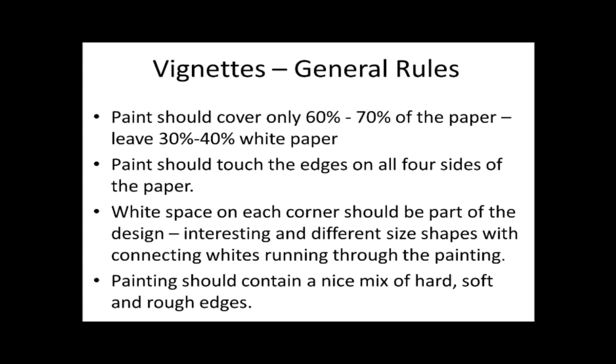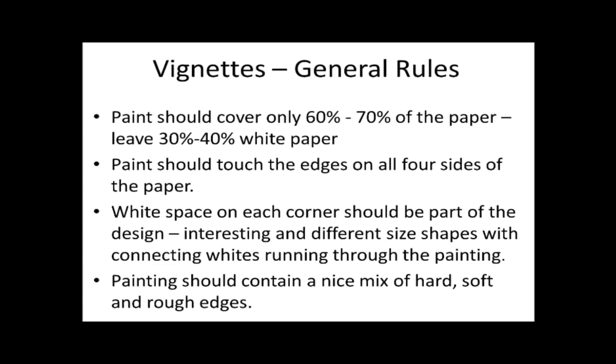It should cover only 60 to 70% of the paper. It should leave 30 to 40% of the paper white. The paint should touch the edges on all four sides of the paper, and those places where it touches should be different sizes and different shapes and different distances from each corner. The white space on each corner should be part of the design. You should not just leave geometric rectangles or circles or triangles at the corner, but you should make an interesting shape out of the white space that's left, and try to connect that with other lights or whites running through the painting. And lastly, the painting should contain a nice mix of hard and soft and rough edges.